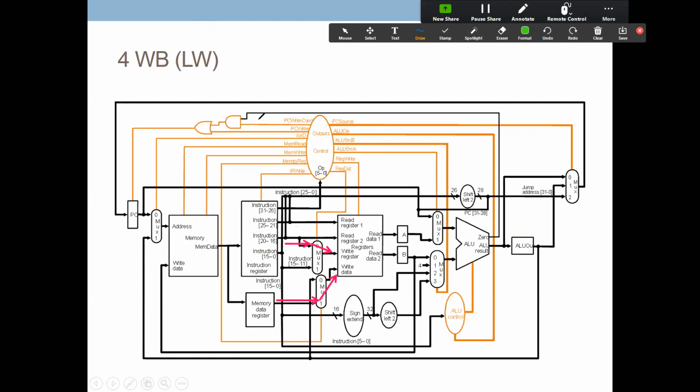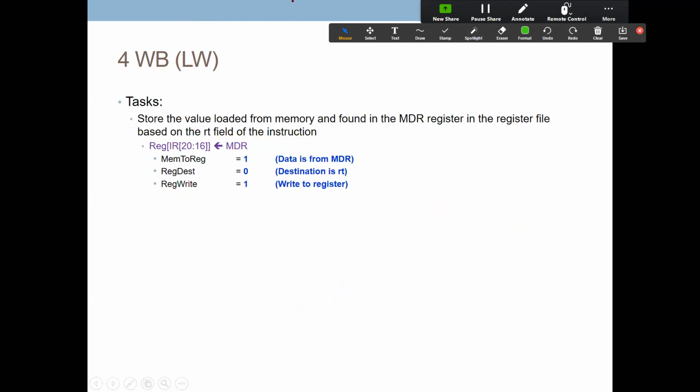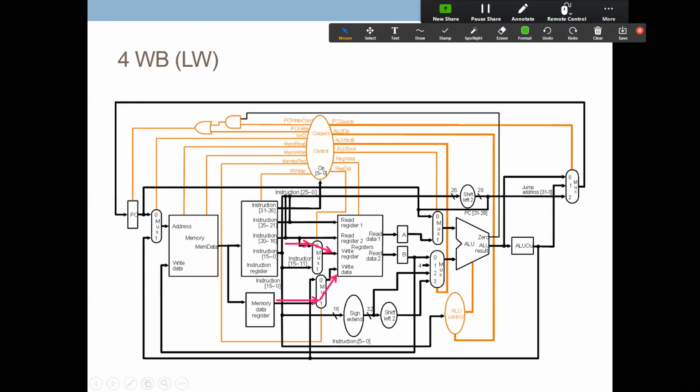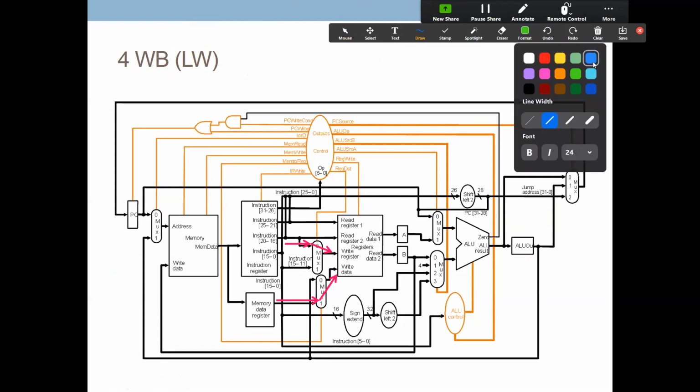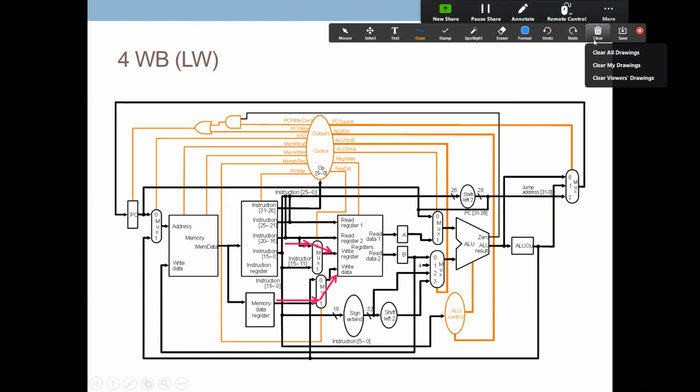Good. So I think this concludes the states, where we covered the different instructions. Does anyone have a question about any instruction, anything in the diagram? Sure. Okay.